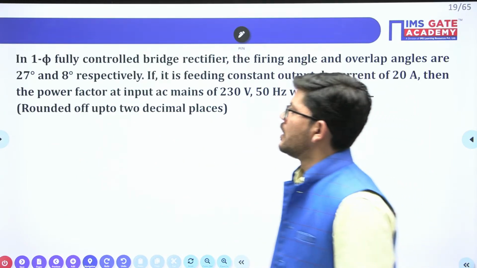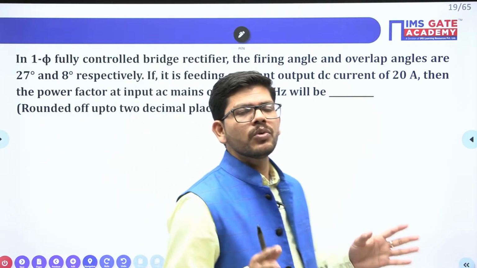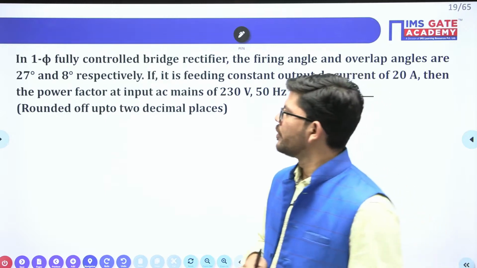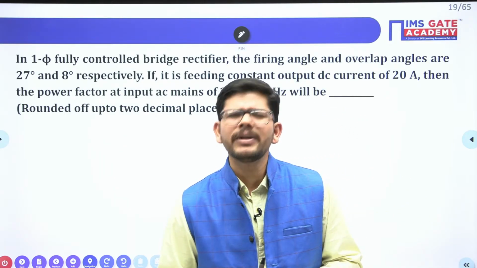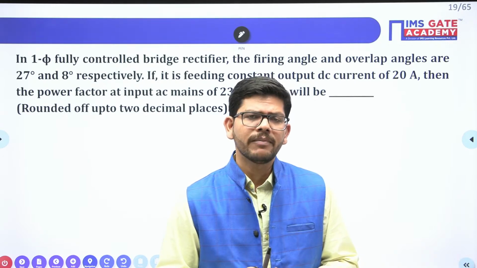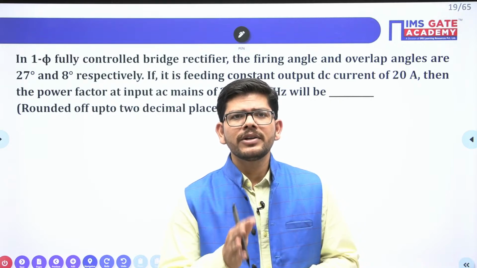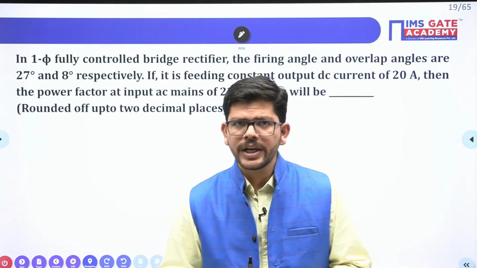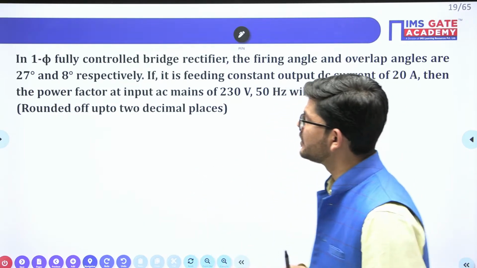Now moving to the next problem, the effect of source inductance. This is a topic where every student struggles, but you don't really have to, because I am going to reveal what you actually have to remember in order to solve these questions in the GATE exam. So first, let me read this question.